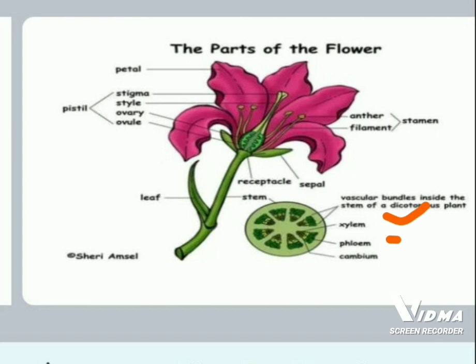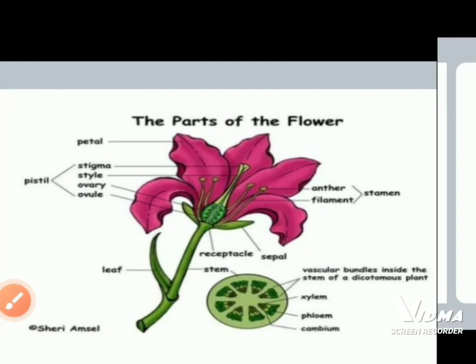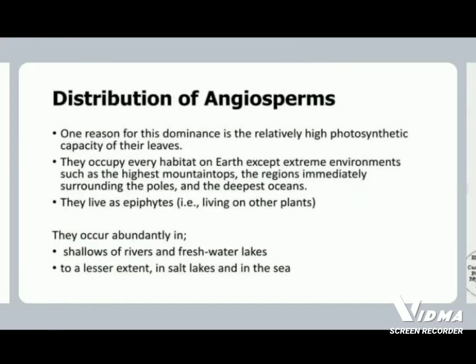Okay, so we can see that this is the xylem, phloem and cambium, and the vascular bundles inside the stem of the dicotyledonous plant. Okay, so vascular bundles are also present. So these are the angiosperms, because in these plants the flowers are present for reproduction. Now we are studying the distribution of angiosperms.